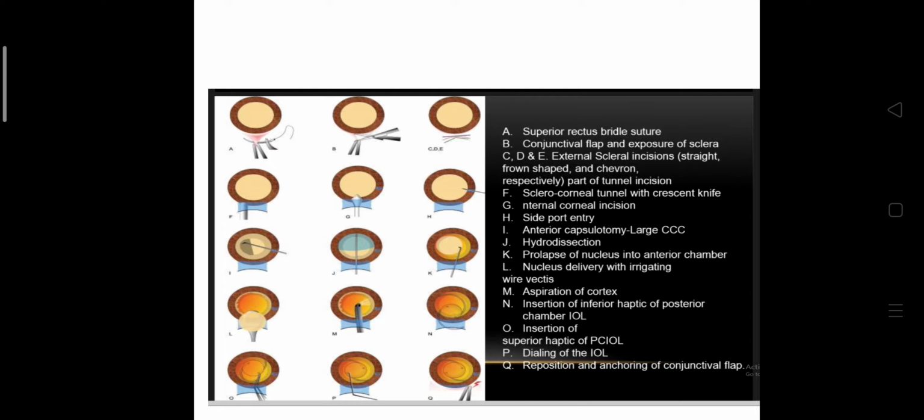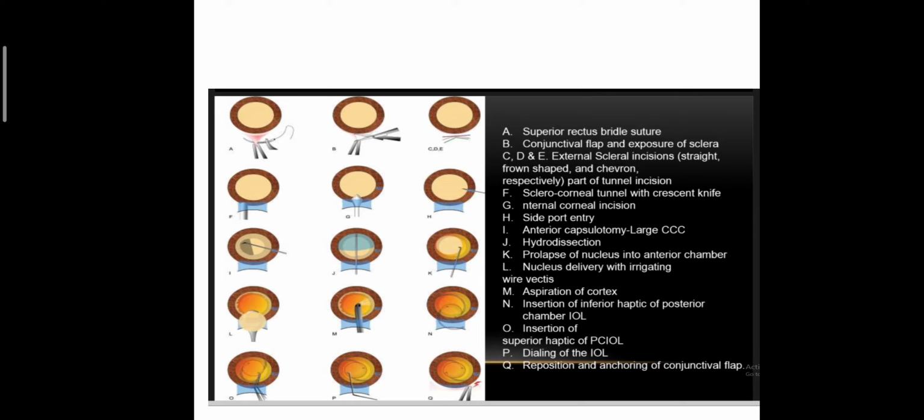Here the initial steps are similar: superior rectus bridle suture is passed, conjunctival flap is raised, and hemostasis is attained by using a wet cautery, then followed by incision. Here the most important thing you need to note is we are not making a limbal incision, unlike ICCE and ECCE where we used to do a limbal incision. Here we are making a scleral incision.